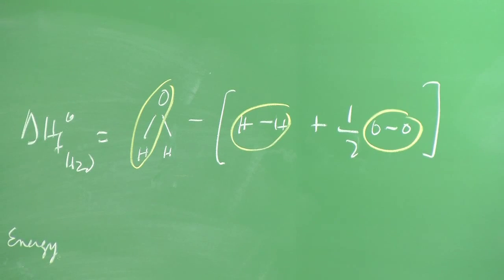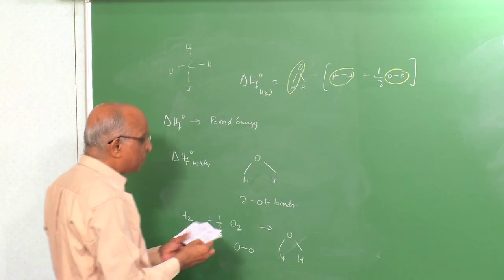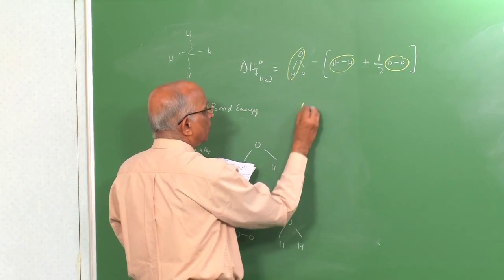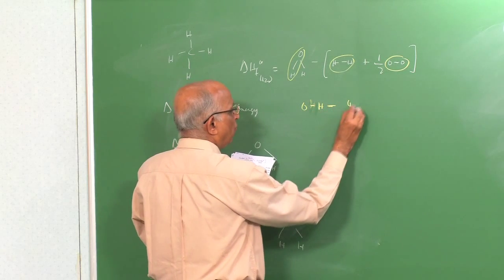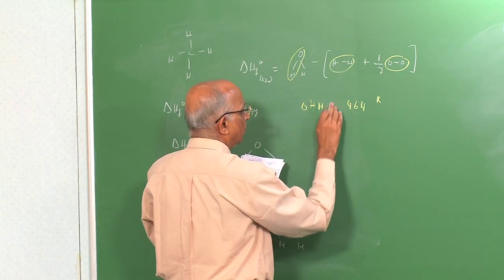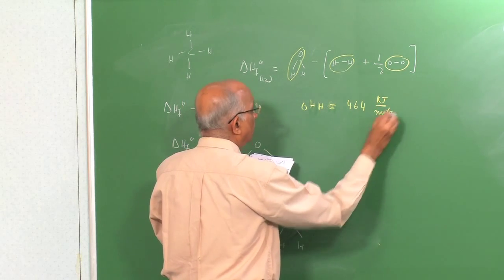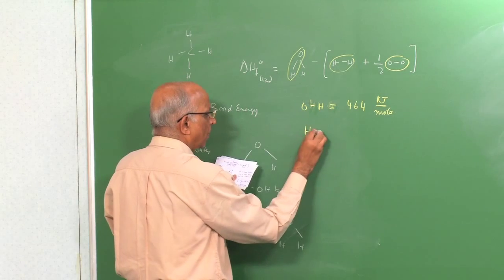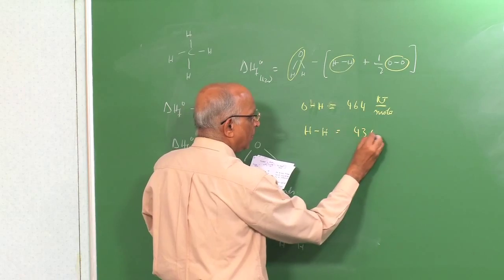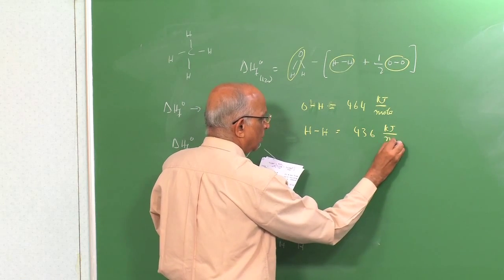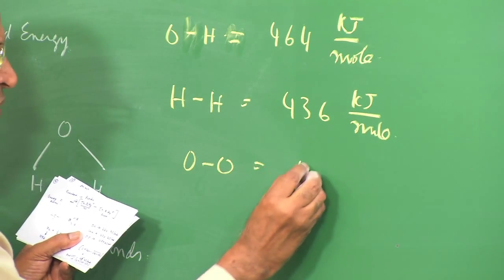If I take the value of the OH bond, it has an energy of 464 kilojoule per mole. The HH bond has an energy of 436, whereas the OO bond has an energy of 499.